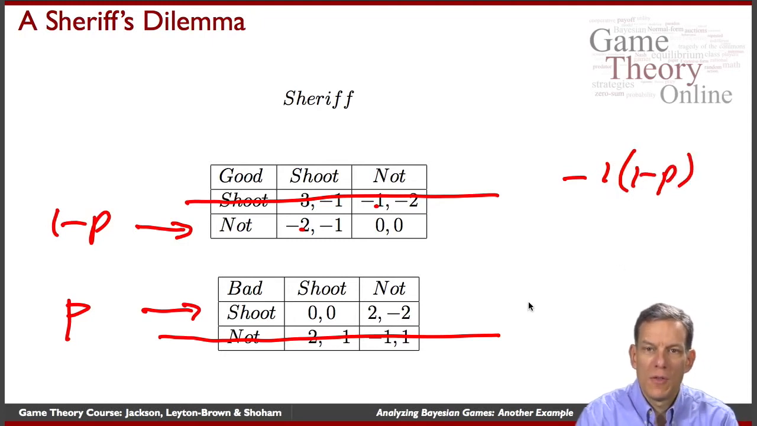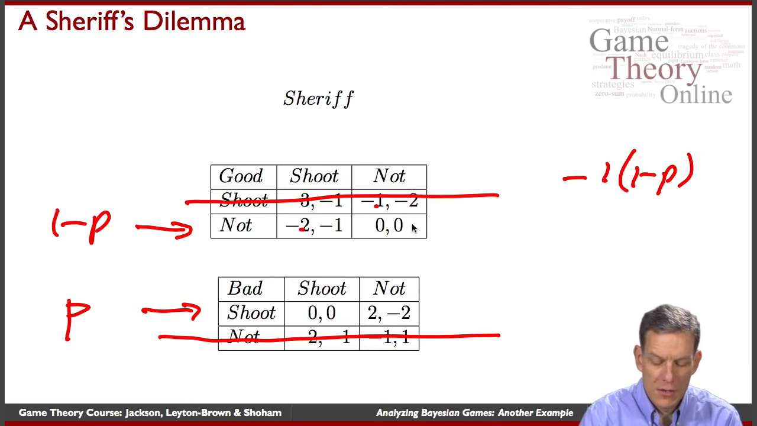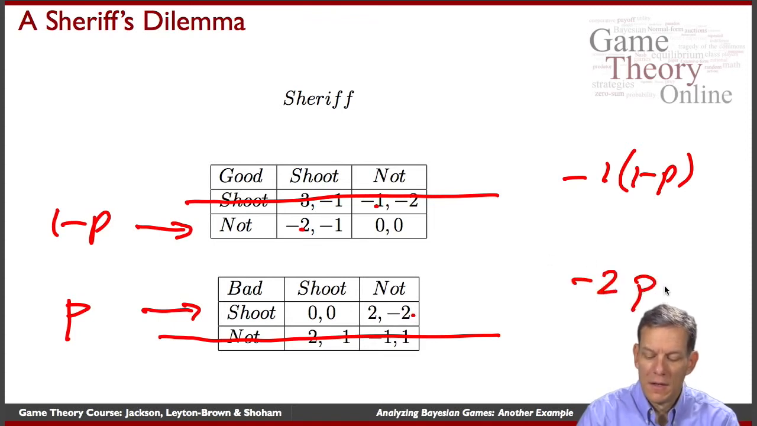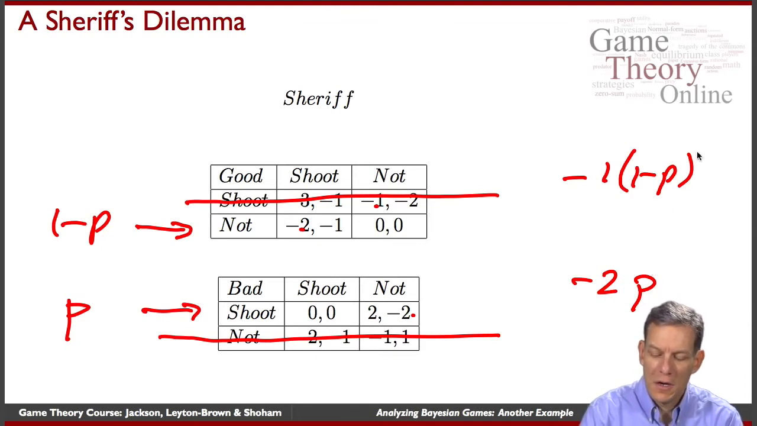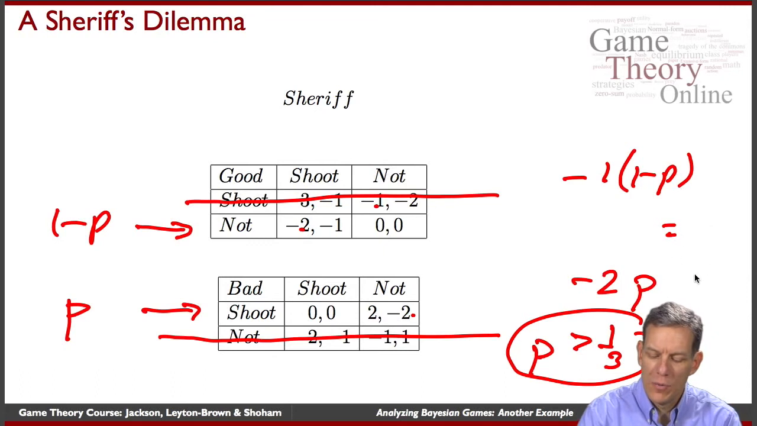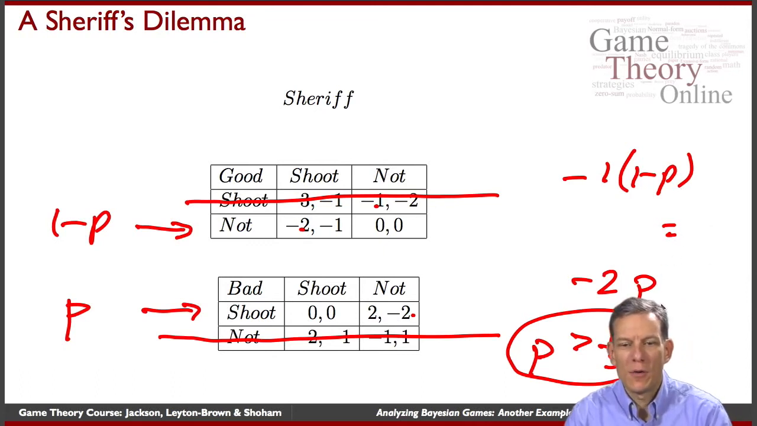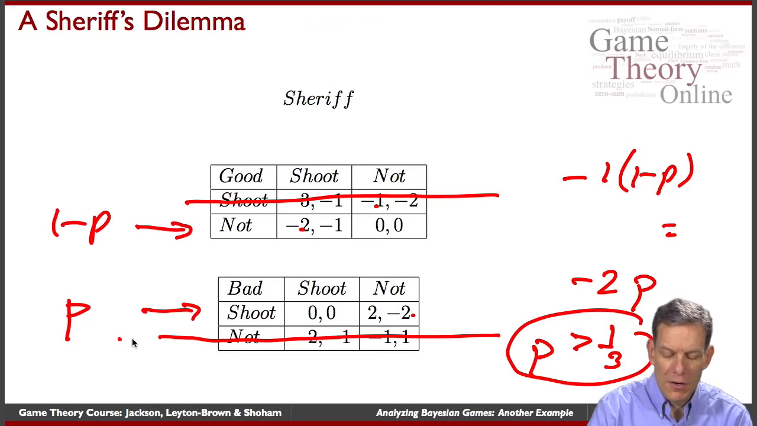If they don't shoot, what do they get? Well, they get 0 up here and -2 down here, so they get a -2 times P. And so we can think of the situations, when is it better to shoot, when is it better not to? And you can check here that if P is greater than 1/3, right? If you find a point where these two are exactly equal to each other, that's going to be the point where P is equal to 1/3. If P is bigger than 1/3, then you're more likely to be down here, you're more likely to want to shoot. And if P is less than 1/3, then you would want to not.